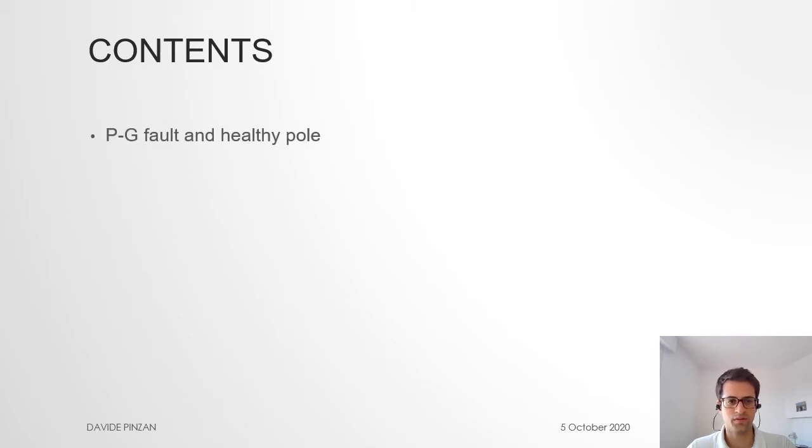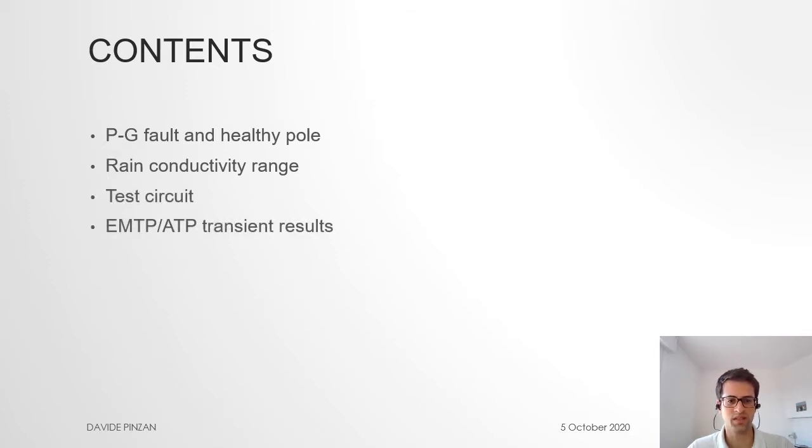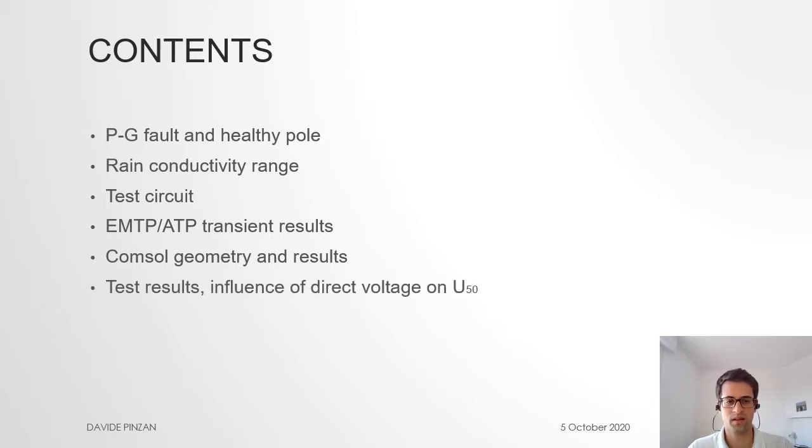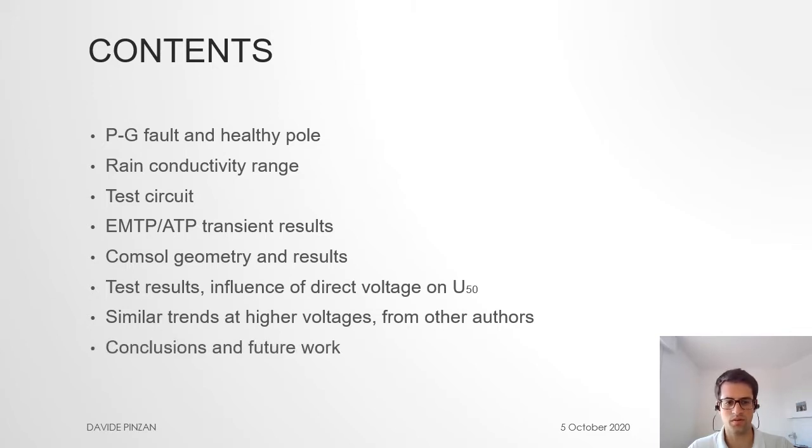First, the pole-to-ground fault will be explained. The rain conductivity range chosen for the test will be shown. Then the test circuit, EMTP-ATP transient results, the COMSOL geometry and COMSOL results, the test results, and the influence of direct voltage on the flashover voltage. Similar trends at higher voltages from other authors, conclusions, and future work.